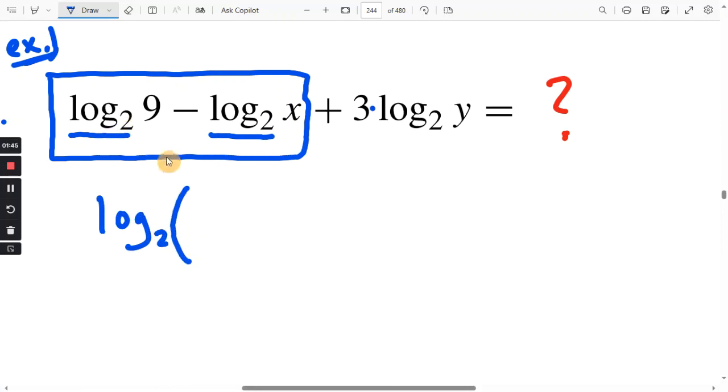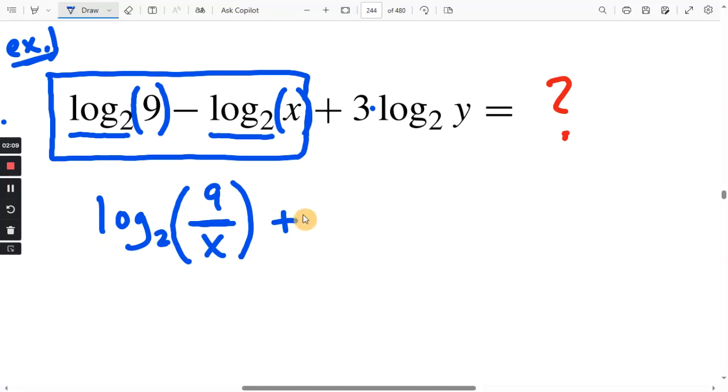When you subtract, you take the argument of the first log. That's a 9, and that goes in the numerator. And then you take the argument of the log you're subtracting. The argument there is x, that goes in the denominator. All right, so we narrowed down the first part of the equation, and that's going to be plus.